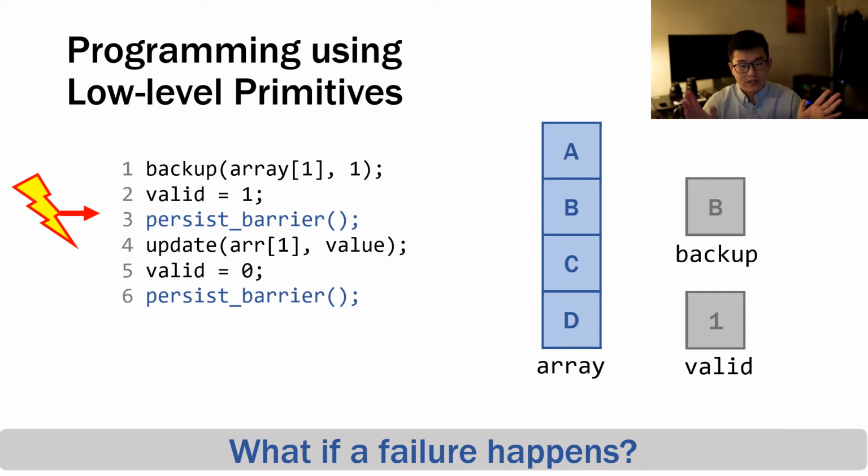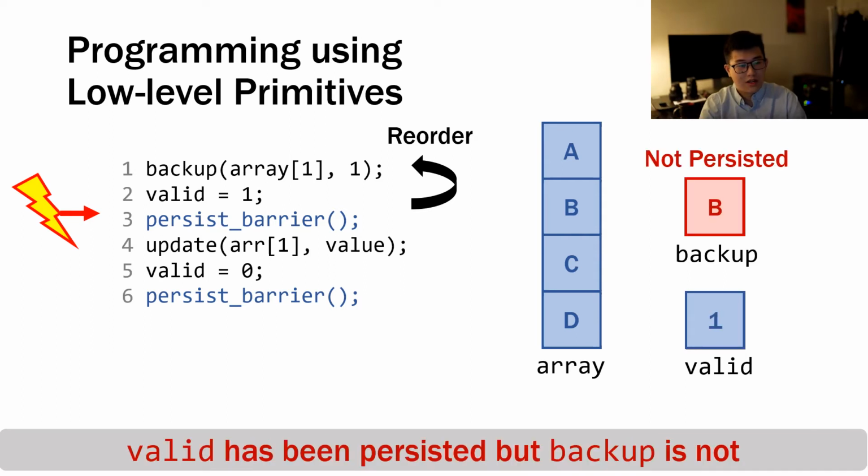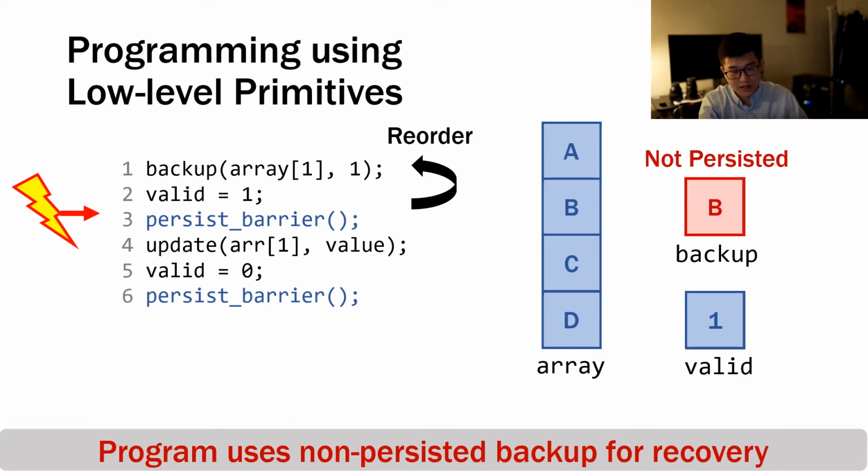But what if there's a failure? Because writes can reorder due to the memory hierarchy, there's no guarantee that backup will be written to memory before valid equals 1. So in case of reordering, we could have the backup not persisted, but the valid bit already persisted. In the recovery procedure, we look at the valid bit. Okay, this is 1, and then we take the backup copy and use it to roll back the array. In this case, we're just writing potentially garbage data to the array, which is incorrect.